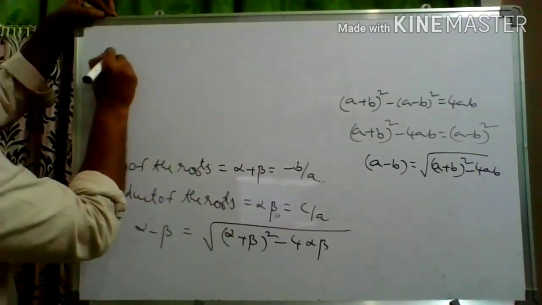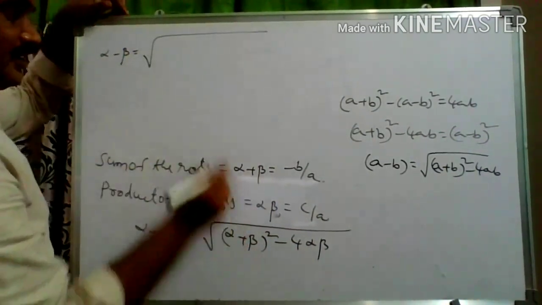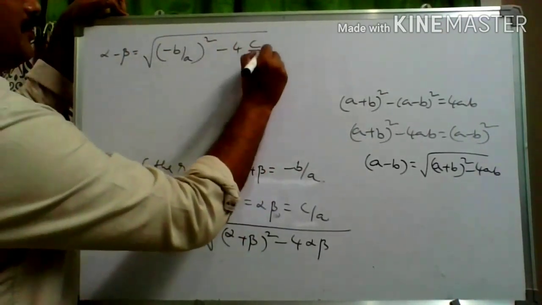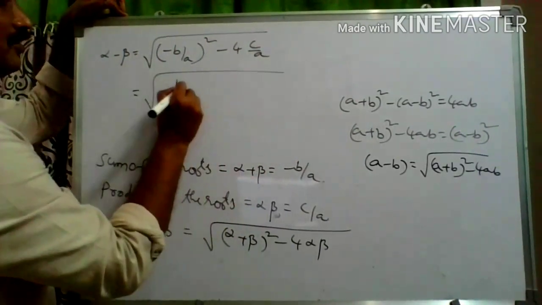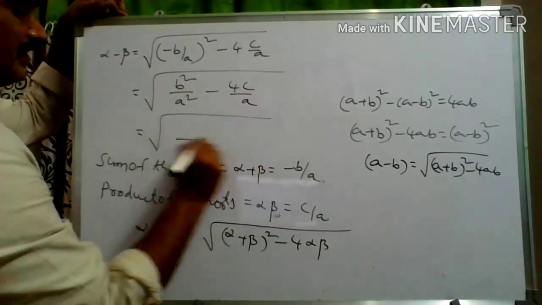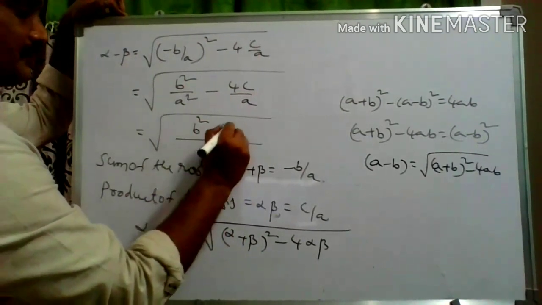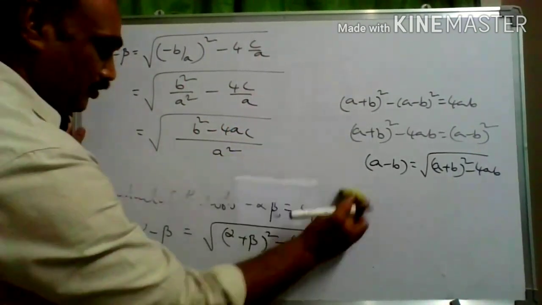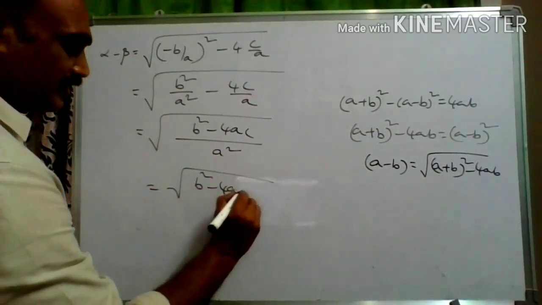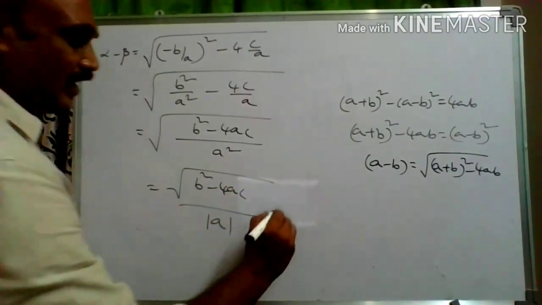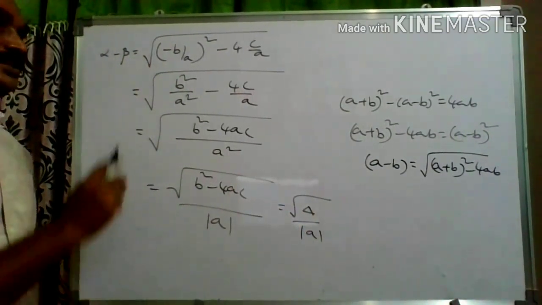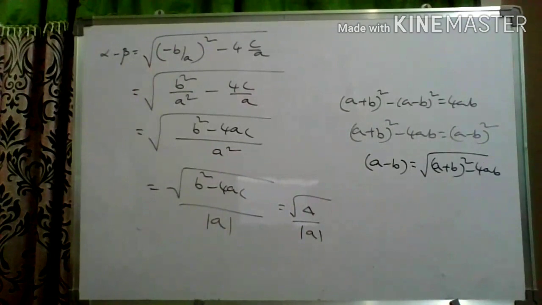Alpha minus beta is equal to, students, root of (alpha plus beta) minus b by a whole square minus 4 alpha beta, c by a. So minus b by a whole square is b square by a square minus 4c by a. Here LCM is a square: b square minus 4ac. So that is equal to root of b square minus 4ac by mod a. This is the difference of the roots, or root delta by mod a, where delta is equal to b square minus 4ac.